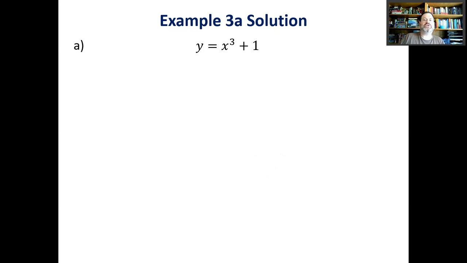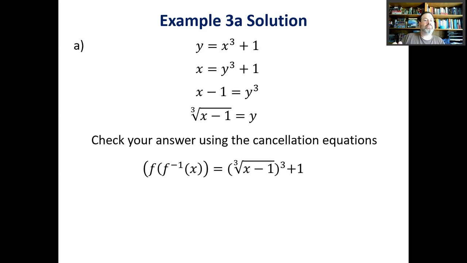All right, so first thing you do is you write y equals your function, switch x and y, then solve for y. So subtract 1 from both sides, take the third root of both sides, and you're done. Make sure you check your answer first. So the way to check your answer is these cancellation equations. Just take one of the functions and put it inside the other.